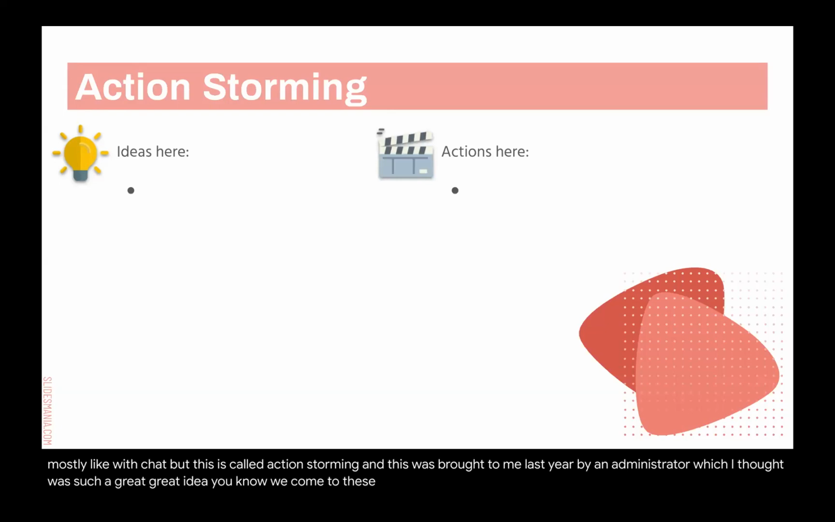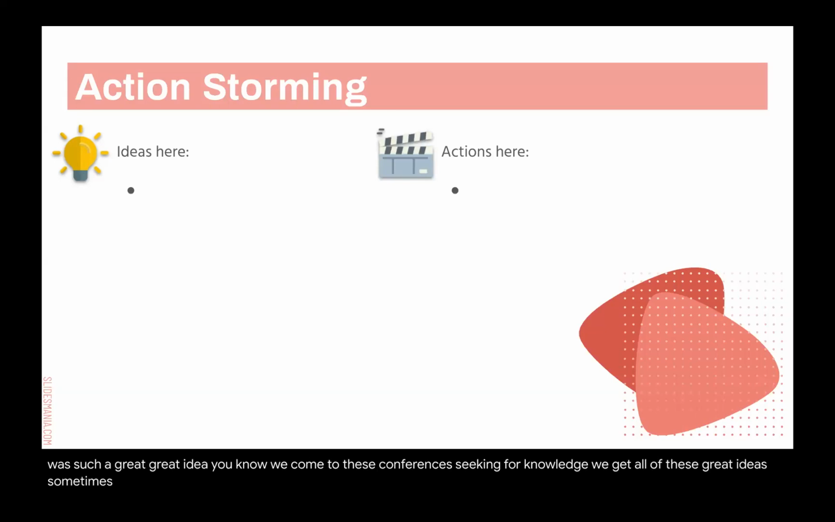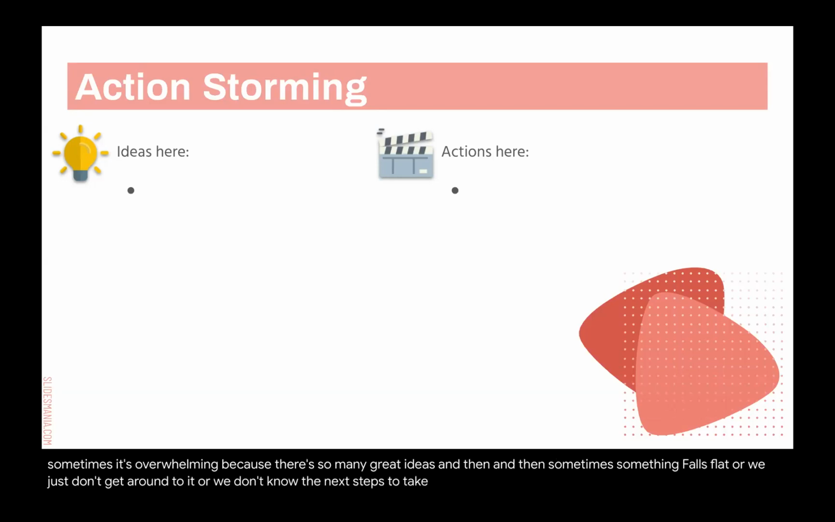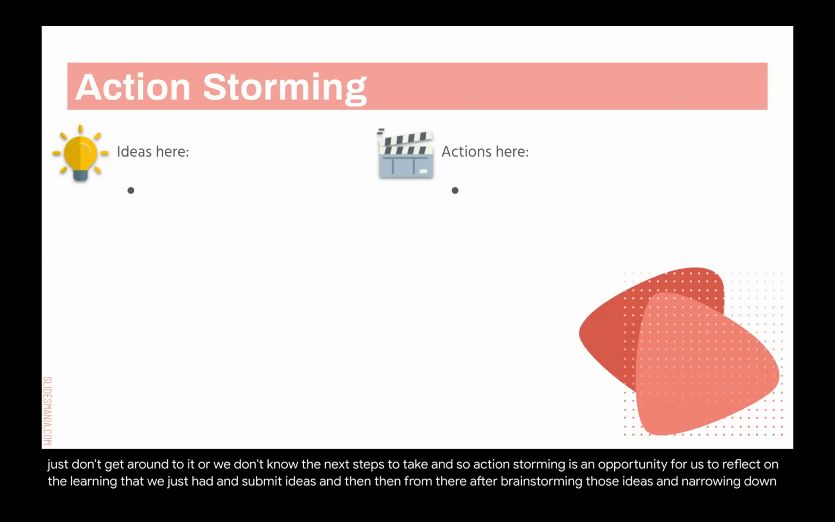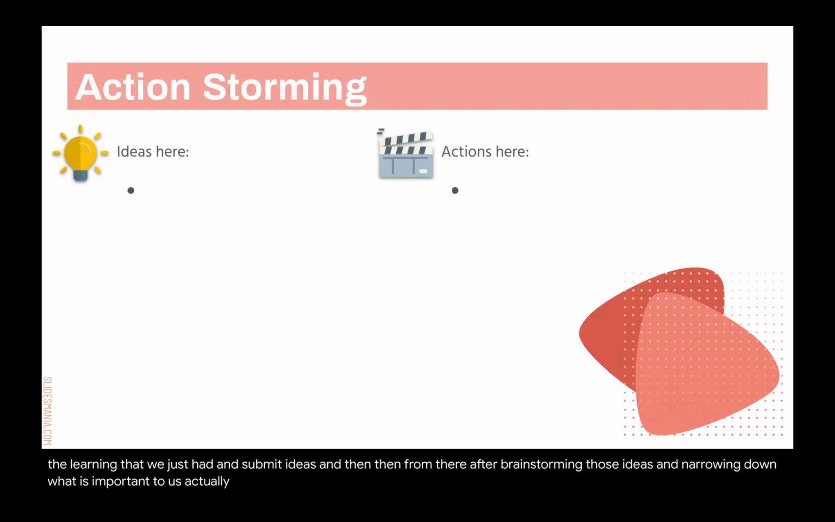We come to these conferences seeking knowledge. We get all of these great ideas. Sometimes it's overwhelming because there are so many great ideas. And then sometimes something falls flat, or we just don't get around to it, or we don't know the next steps to take. And so action storming is an opportunity for us to reflect on the learning that we just had, and submit ideas. And then from there, after brainstorming those ideas and narrowing down what is important to us, actually define actions that will take place for us to implement some of these learning activities into our classroom.